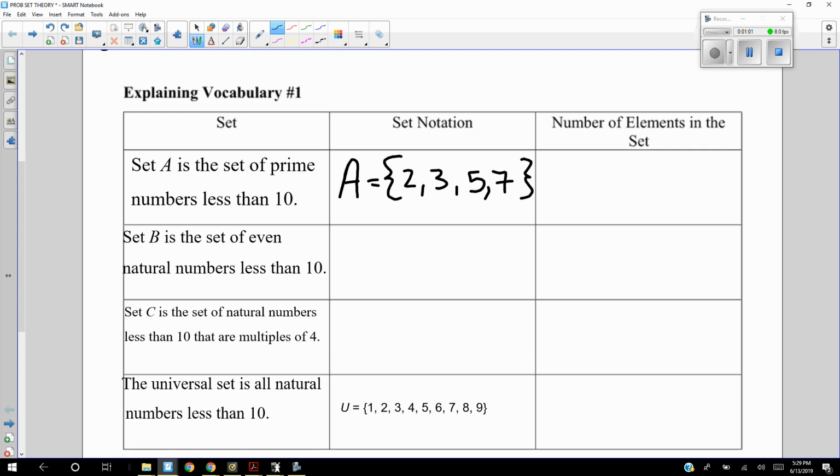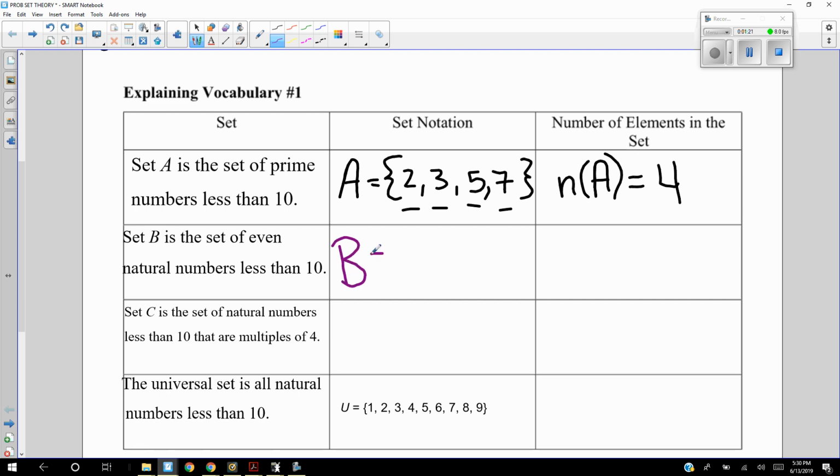And then the last column says the number of elements in the set. So we're going to write lowercase n for number, in parentheses capital A, because it's set A. So the number of elements in set A in this example is 4. 2, 3, 5, 7. It's 4 numbers. So we'll do the same thing for sets B and C.